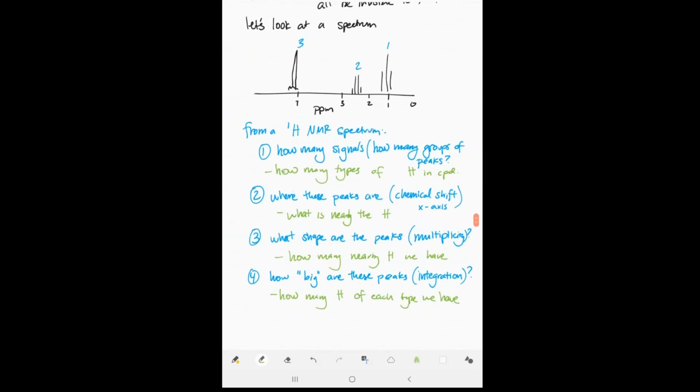We get 4 bits of information out here. And believe it or not, all of this information is all you need to figure out the structure of a compound. It's a lot of work because you're going to have all these bits of pieces of information that you're going to need to put together to figure out your compound, what its structure is. And so we're going to kind of look through these one at a time, and we're going to get some information about each.